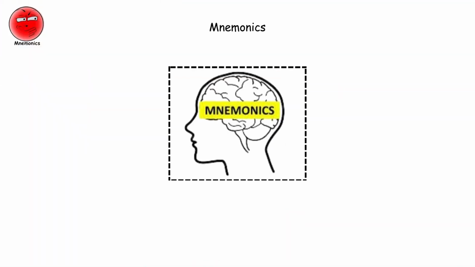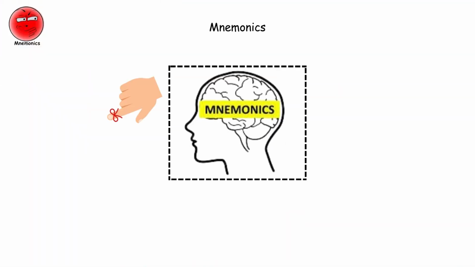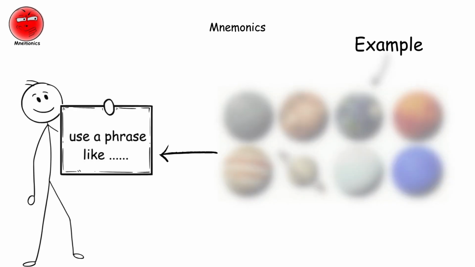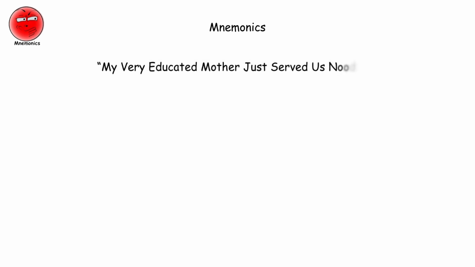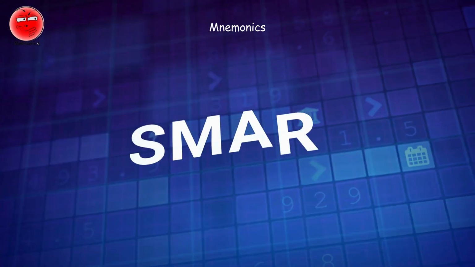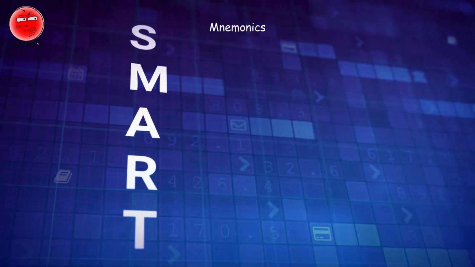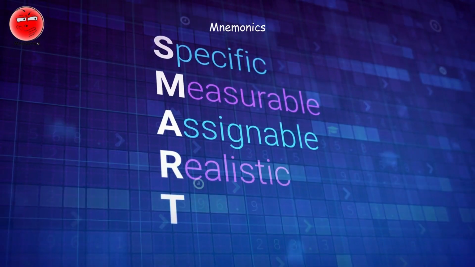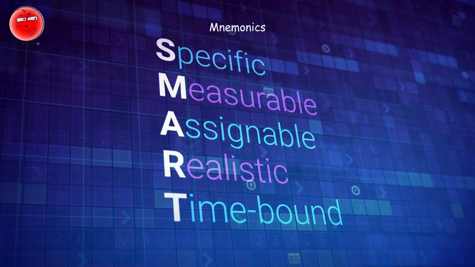Mnemonics. Mnemonics are memory aids that help you remember information. For example, to remember the order of planets, use a phrase like, "My very educated mother just served us noodles." For Mercury, Venus, Earth, Mars, Jupiter, Saturn, Uranus, Neptune. You can also create your own mnemonics for difficult terms or lists. They turn boring facts into fun, memorable stories. Try making silly sentences or using rhymes for better retention.